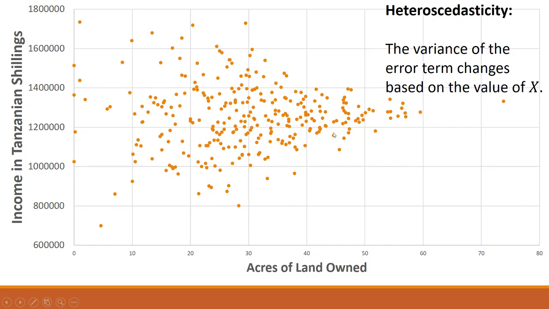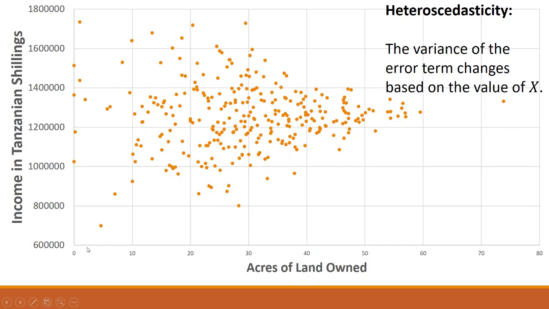So when farmers have a lot of land, there's very little variation. They're all really close right here around the mean. But when farmers have little land, there's way more variation. Look at how much more variation there is when farmers have very little land. When we look at this, we'd say, wow, the variance of the error term must change based on the value of x.